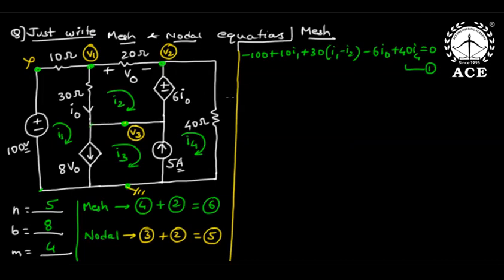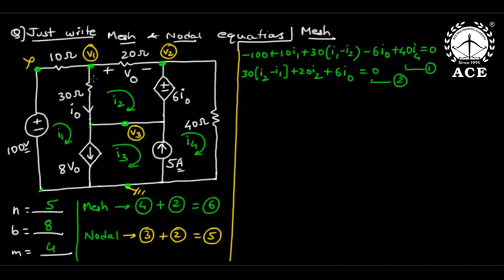Second equation, I'm starting from here. 30 into (I2 minus I1), plus 20 I2, plus 6 I0 equal to 0.